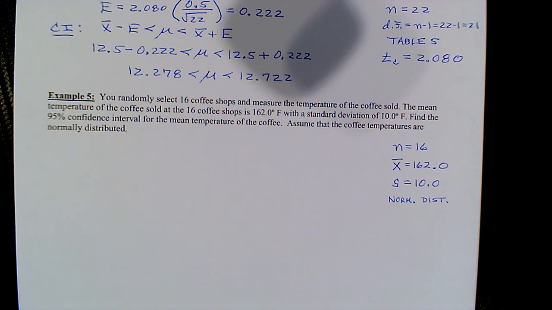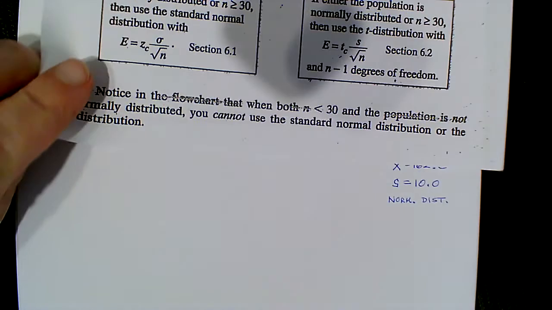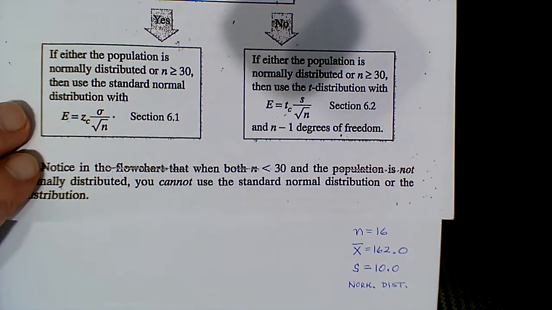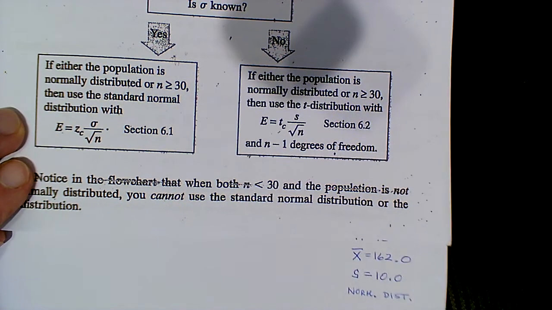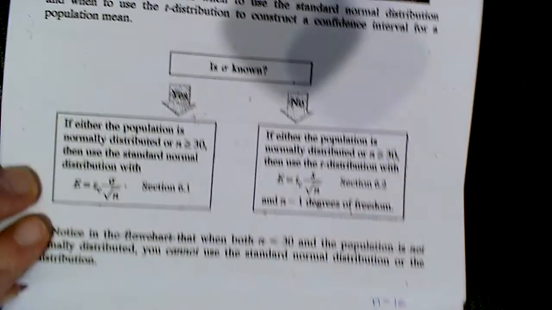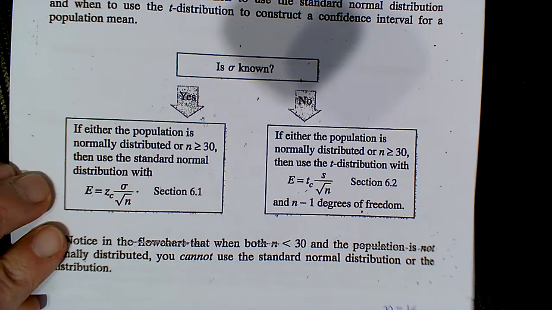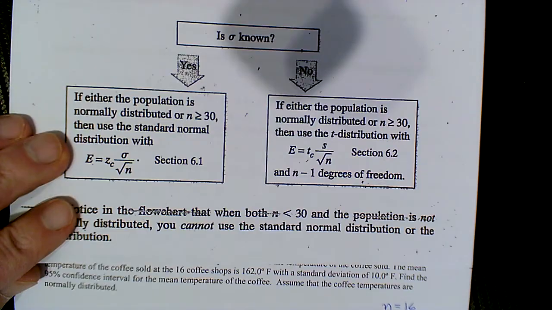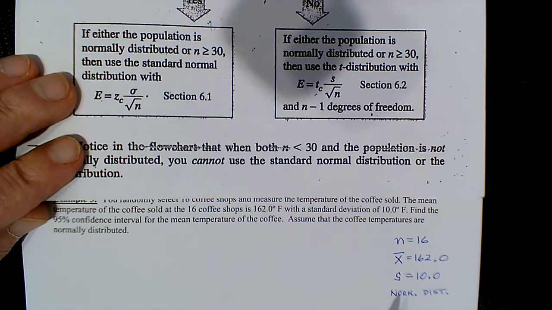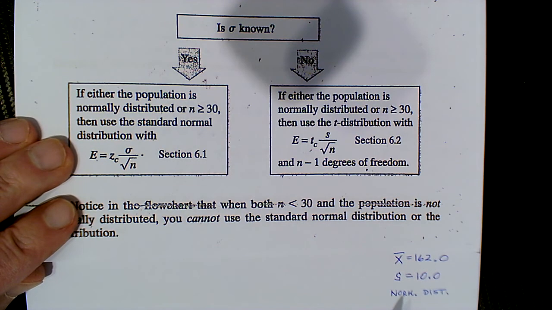the first question is to determine if it's Z or T. Do we know sigma? And we don't know sigma, we know S, right? And so we don't know sigma, so we're over here. Is the population normally distributed? Yes, it is. Fortunately, because n is smaller than 30, so with the information we have, we could use the T.